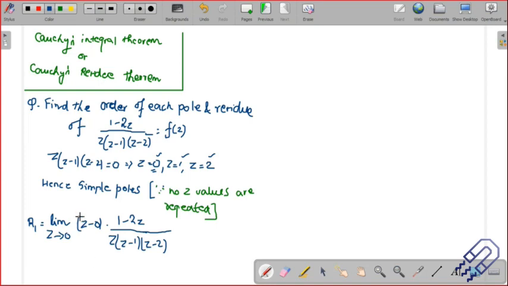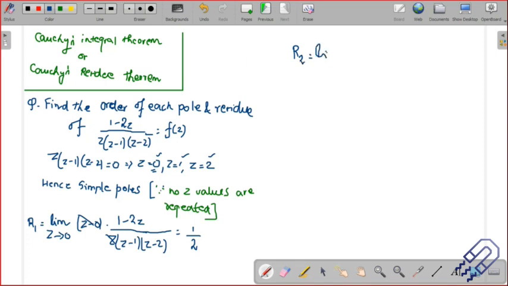So you can do it. Very simple. So cancel this. Put the value of z as 0. So this is 1 minus 2z. So that is 1 divided by 0 minus 1, which is minus 1, and 0 minus 2 is minus 2. So you can get it to be half. That's it. Similarly, we can find out the residue R2.